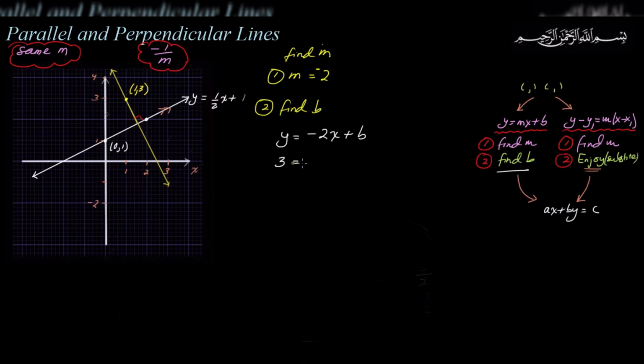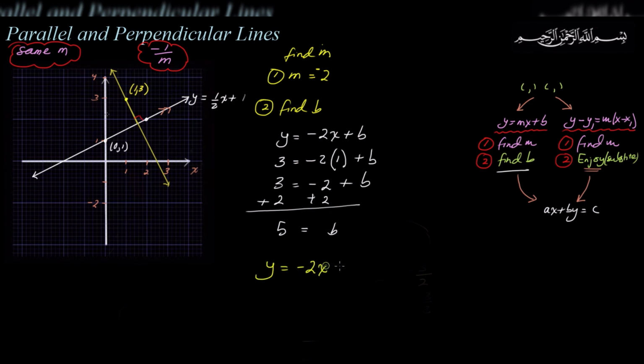So 3 is equal to -2 times x, which is 1, plus b. That's pretty easy. So that's 3 is equal to -2 plus b. And then I add 2 to both sides like this to solve for b. So b is equal to 5. I hope I did that correctly. So now I have both the slope and the y-intercept, and I could write that y is equal to mx plus b, which is -2x plus 5, and I'm done.